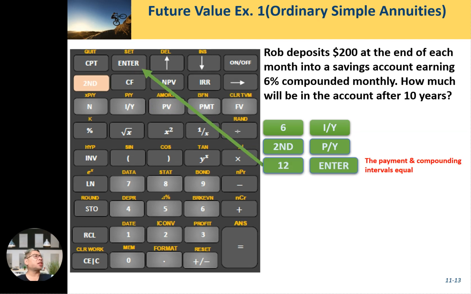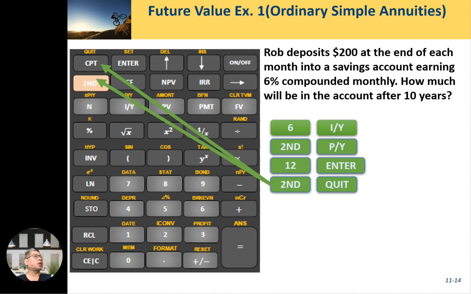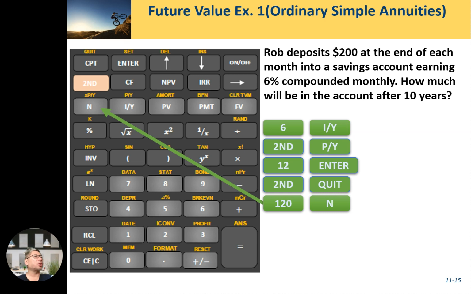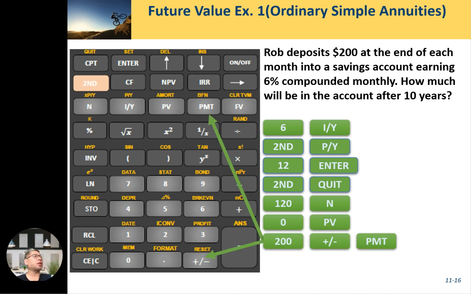That means the payment of compounding interval equal, you can put 12 and then enter. Then you're going to do a second quit, so you quit that logic. Once you quit that, you're going to put 120 as N. That's the period. Then you put 0 for present value, and then minus 200, which is the payment.